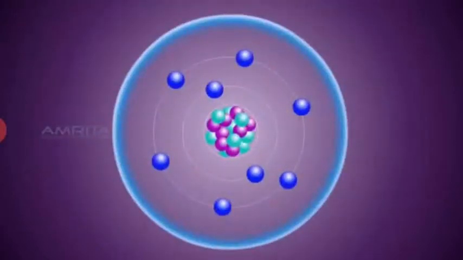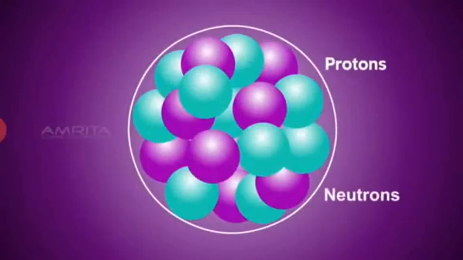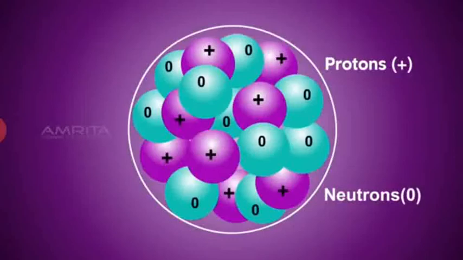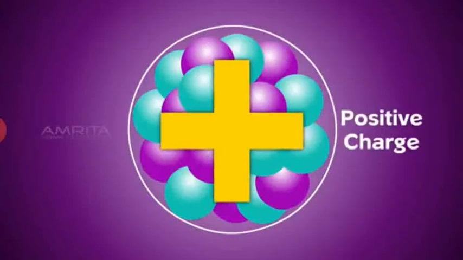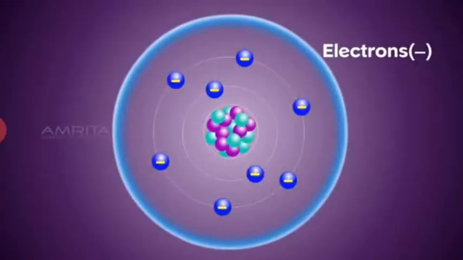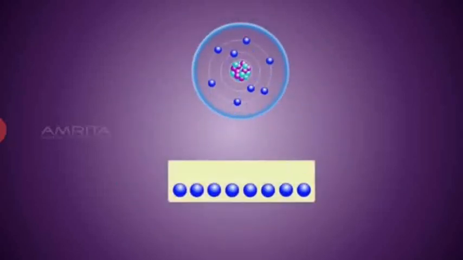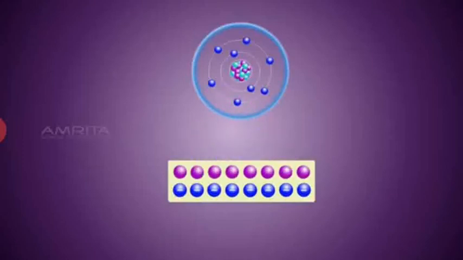Atoms are made up of three types of particles called protons, neutrons, and electrons. An atom has a central nucleus with protons and neutrons in it. Protons are positively charged and neutrons have no charge, so the nucleus is positively charged. Protons and neutrons are collectively called nucleons. Electrons are negatively charged and are located around the nucleus. An atom has the same number of negatively charged electrons as it has positively charged protons in the nucleus. Therefore, atoms are electrically neutral.